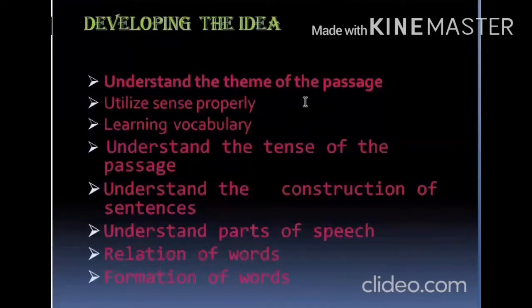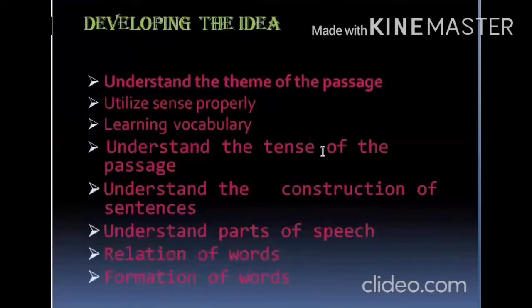Next, learning vocabulary. You know, vocabulary is most important to learn English or to learn any other language. Because the more vocabulary you learn, the easier it will be for you to use words.